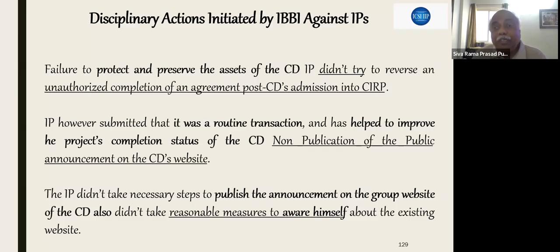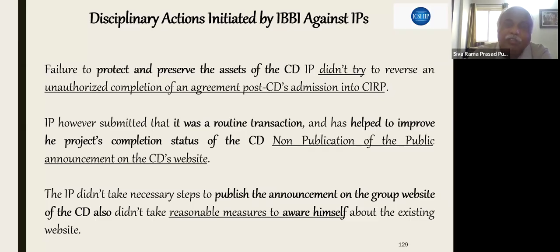The IP, however, submitted it was a routine transaction and helped to improve the project completion status of the CD. Non-publication of a public announcement on the CD's website. The IP did not take any necessary steps to publish the announcement on the website of the CD, and also did not take any reasonable measures to make himself aware of the existing website.